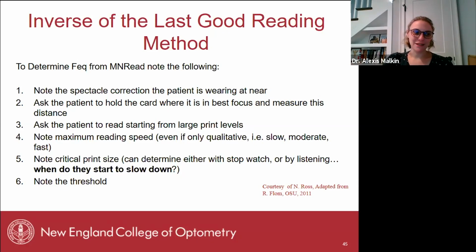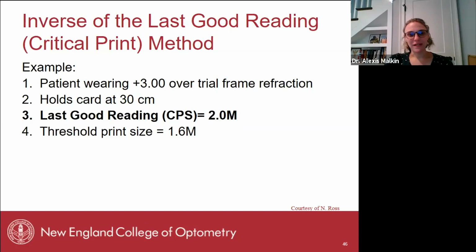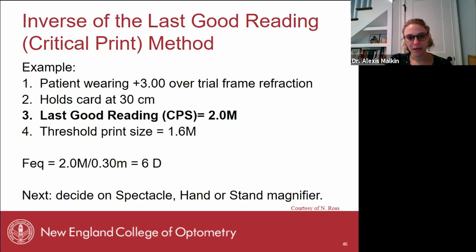So you note your best fluent reading, and then you make a note of how far they can go for spot reading. So usually it's a line or 2 past where their fluency slows down. So an example is that a patient is wearing a +3 add over their refraction. They hold the card at 30 centimeters, which is where we would want them to. Their last good reading, they slowed down at 2M print, but they could push themselves to get to 1.6, so they could get 1 line further. So their equivalent power, their starting power, is that 2M last good reading divided by the distance, which is 0.3M, and that gets us a 6 diopter starting power.